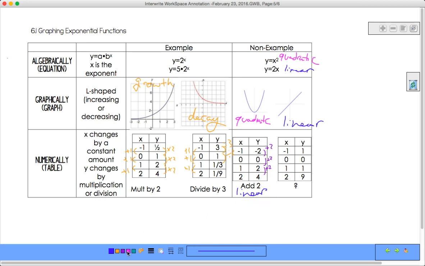And then we also talked about quadratic, and there's a couple different ways to test for quadratic, and we'll get into that more later. But right now I want you to see how this one repeats. It goes 1 and then 0 and then back to 1. Even though the x values are not the same, that is what gives it that U shape. So that means that this one's quadratic.